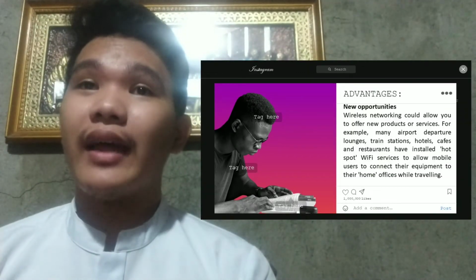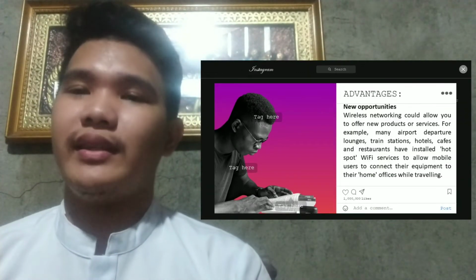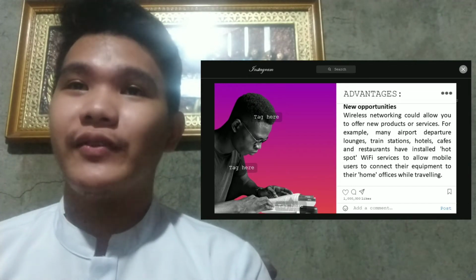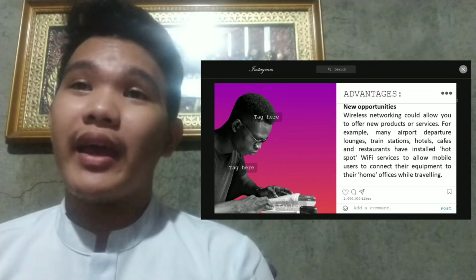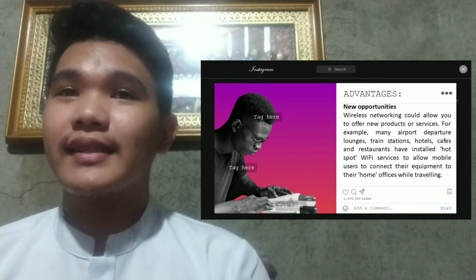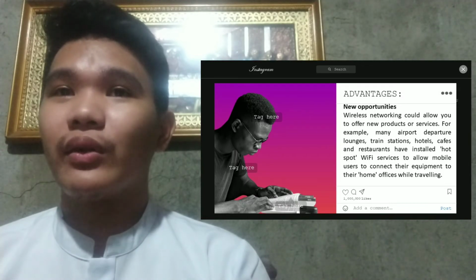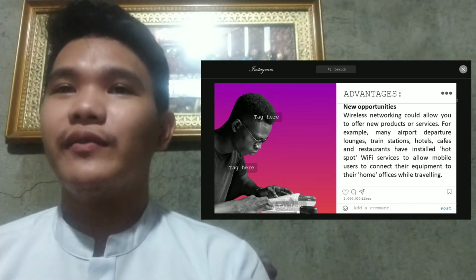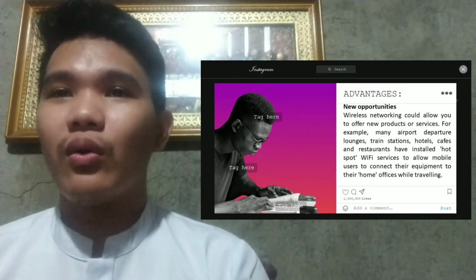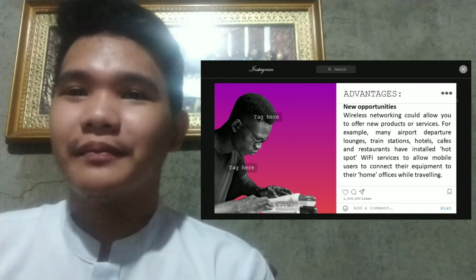And lastly, to the advantages is new opportunities. Wireless networks could allow you to offer new products or services. For example, many airport departure lounges, train stations, hotels, cafes, and restaurants have installed hotspot Wi-Fi services to allow mobile users to connect their equipment to their home offices while traveling.